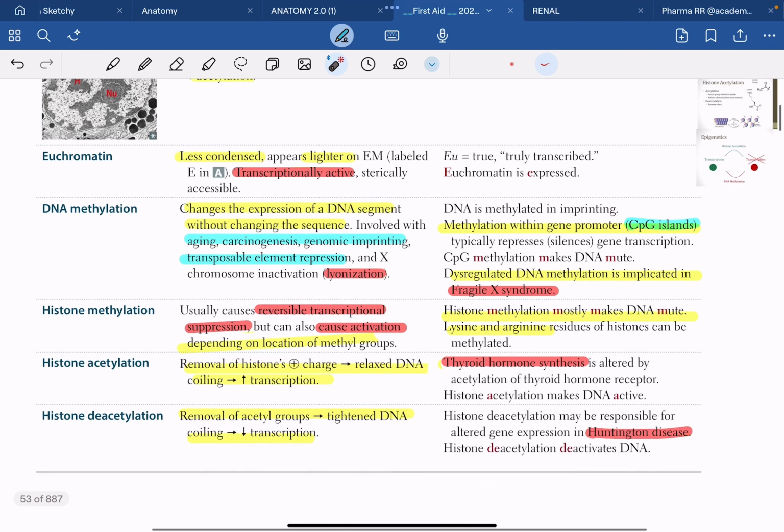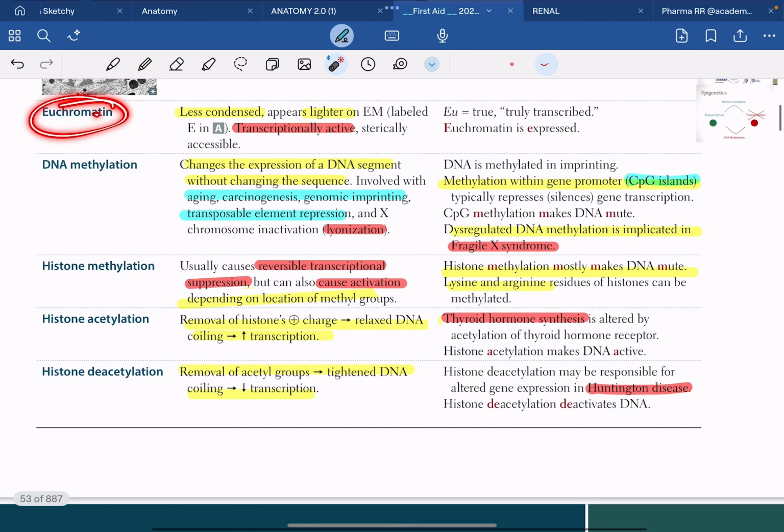Then talking about euchromatin, these are less condensed and appear lighter on electron microscopy. These are transcriptionally active and sterically accessible, truly transcribed. Euchromatin is expressed. DNA methylation.